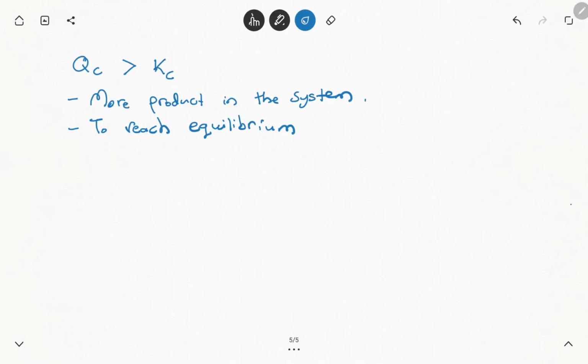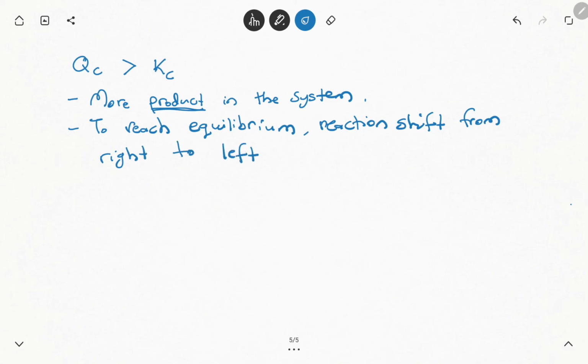Since Qc is bigger than Kc, we have more product in the system. In order to reach the equilibrium, the reaction will shift from right to left, from the product side to the reactant side. So it will shift from right to left, or it will shift backward. You can use either one.